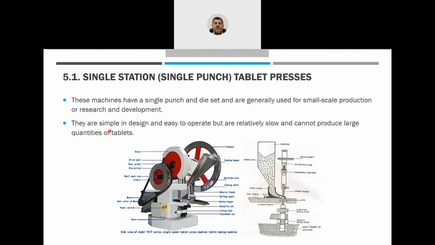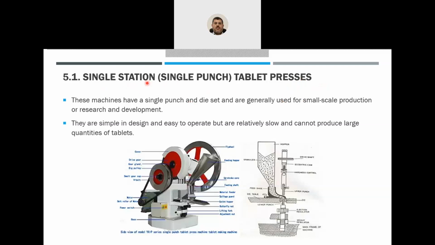There are two main types. One is called single punch tablet machine, or we call it single station tablet press or tablet machine. So they call it tablet press because the function is the compression of the powders or granules. Okay.